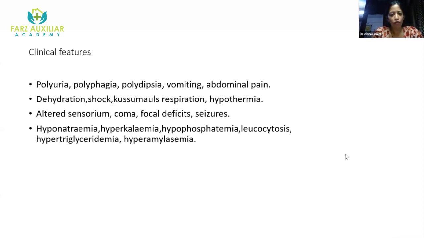Okay, the other thing is phosphate. They present with normal phosphate, but the total body phosphate levels are actually low. Hypertriglyceridemia, hyperamylasemia, and leukocytosis are other presenting features. If the WBC count is more than 25,000, then you have to look for an infection. It usually indicates an infection.